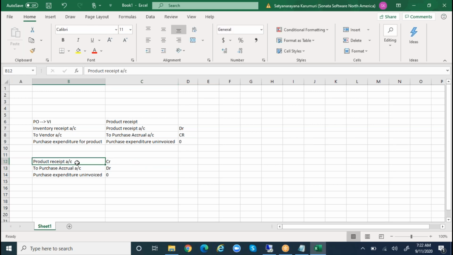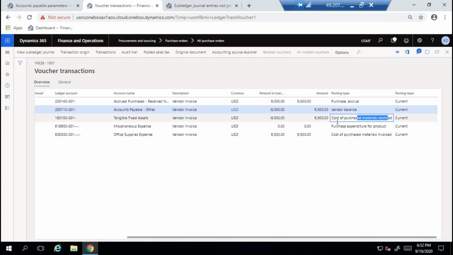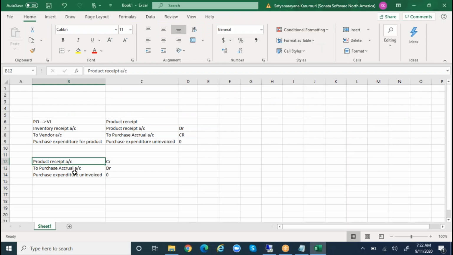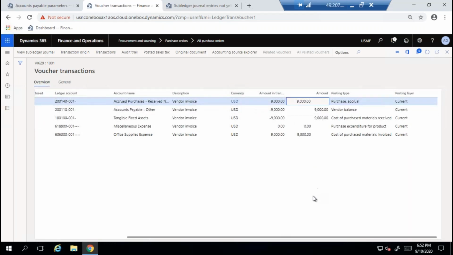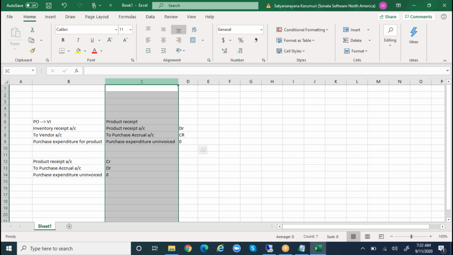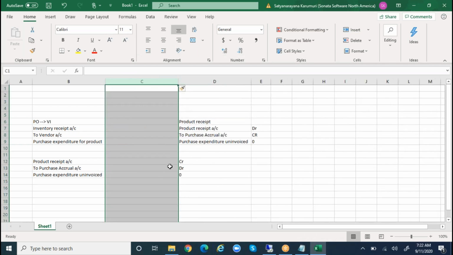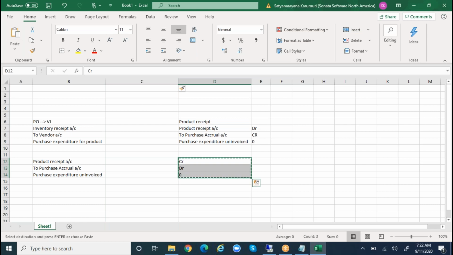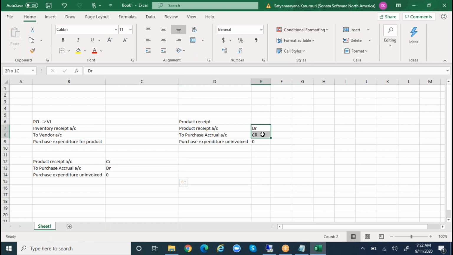So this product receipt means cost of material received account credit, and purchase accrual is debit, because it is quite opposite. Understood? So this is a temporary account. Actually, in the system it is a permanent account only, but business people use the word temporary account. That is the reason I'm using it, but in reality it is a permanent account only.